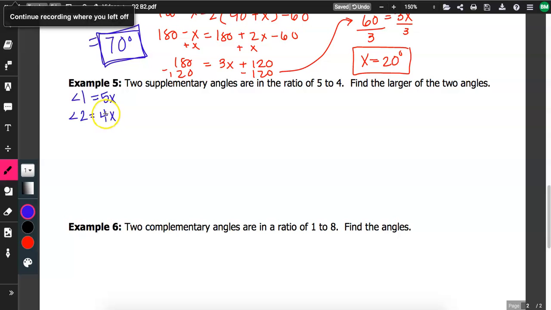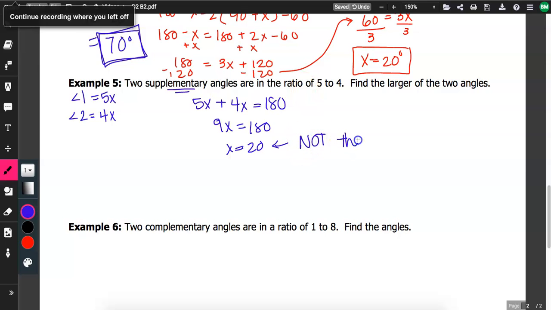It's our multiplier. So when I set up my equation, if the angles are supplementary, that means 5x plus 4x equals 180. So 9x equals 180, therefore x equals 20. Now be careful, this is different than what we were doing. This x is not the angle. Okay? To find the angle, I plug this back in.